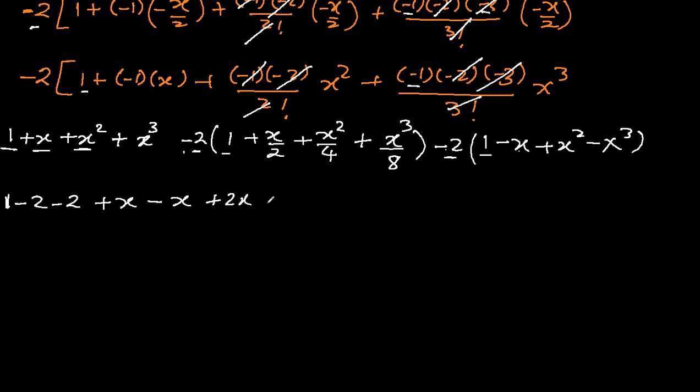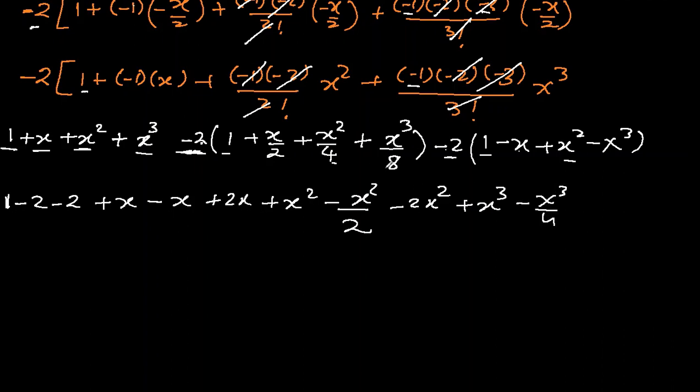Let's go to x square. Minus 2 times plus x square over 4 will be minus x square over 2. 2 and 4 will cancel out. Then we have x square here, which is minus 2x square. Okay. Then we have x cube. We have minus 2 times x cube over 8. That makes it x cube over 4. And then we have minus 2 times minus x cube, which is plus 2x cube.